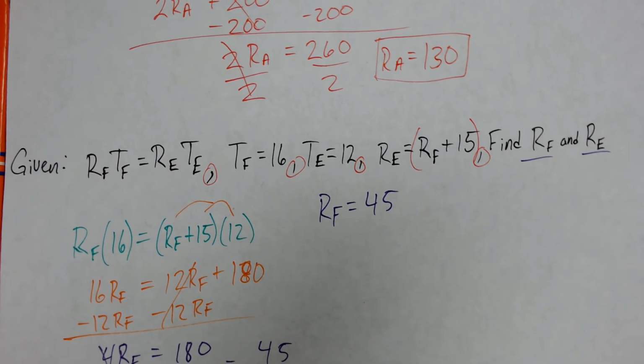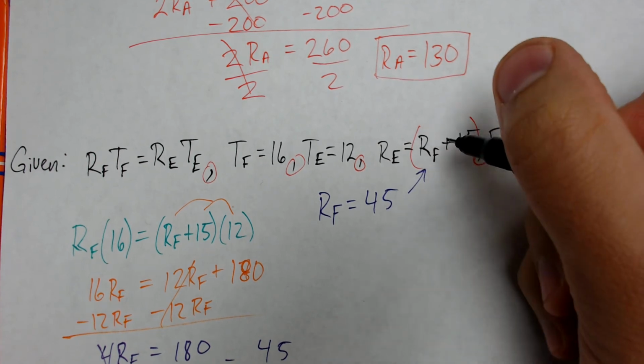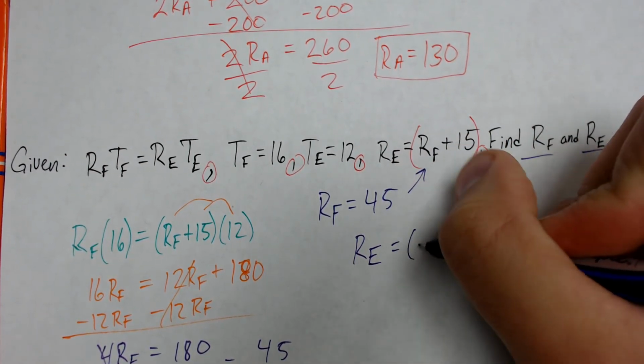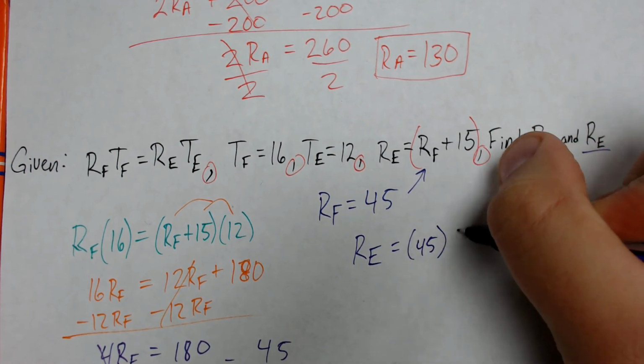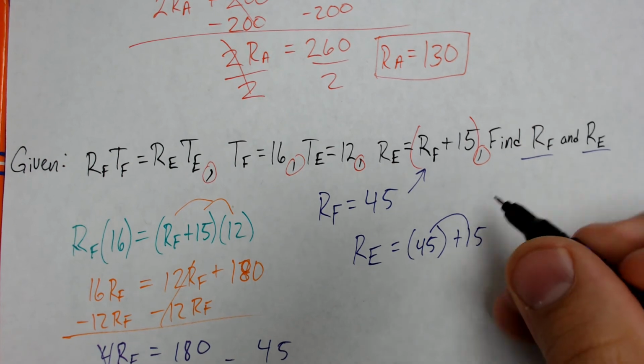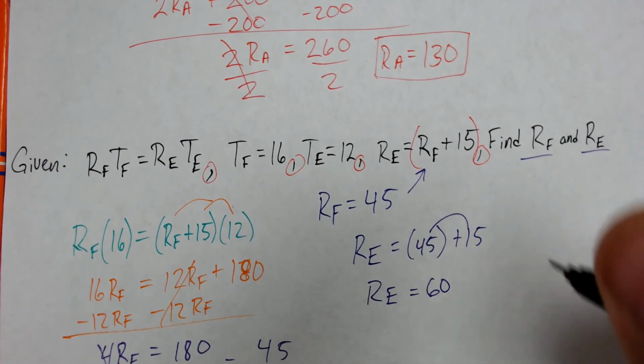But I'm not done because the problem told me to find the rate of F and the rate of E. So to find the rate of E, I'm going to take this value for rate of F, and I'm going to substitute it in here. So rate of E is going to equal 45 plus 15. 45 plus 15 gives me 60. Rate of E is equal to 60.